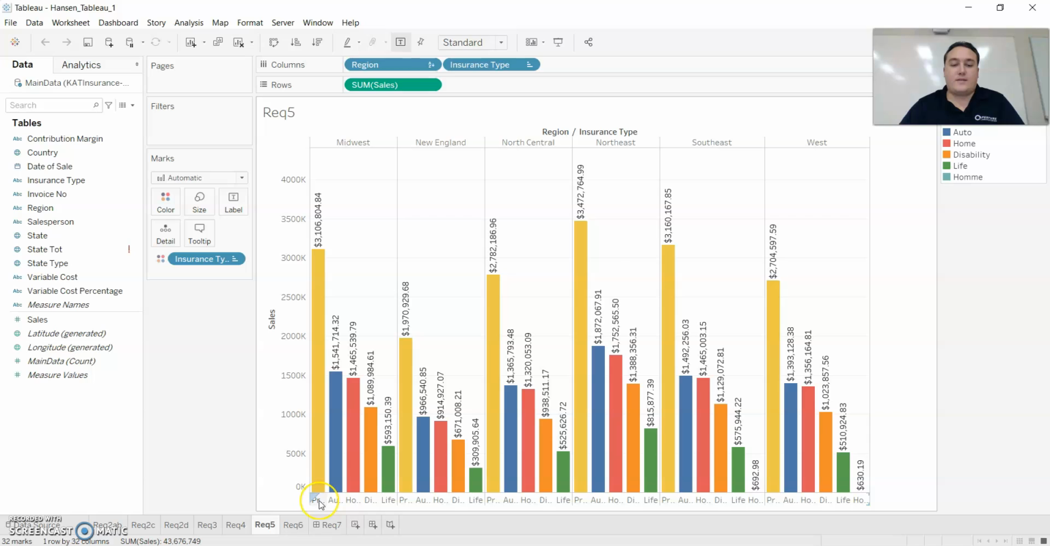We see that every single one of them has professional insurance as the highest sale, which makes sense, and life insurance is the lowest sale. And this, since they're all consistent, is going to tell us that this is going to happen nearly every time for this company. So they need to focus on maybe bringing up the life insurance sales.